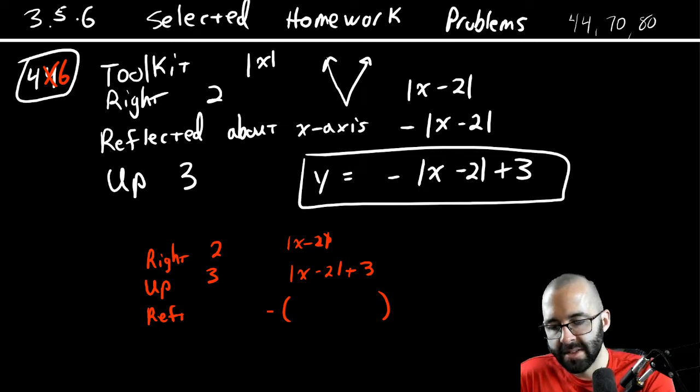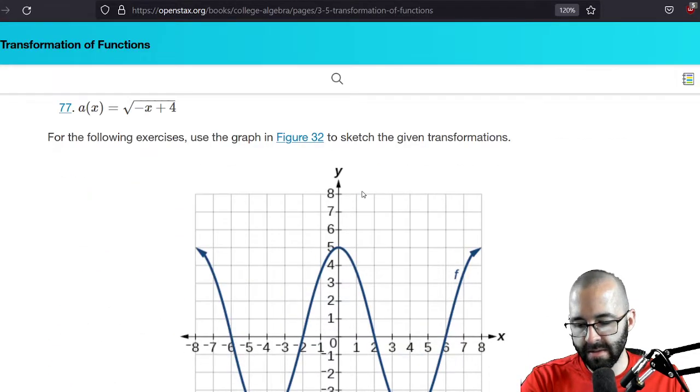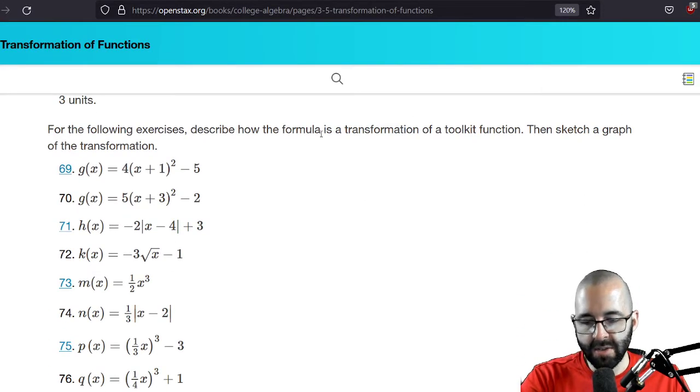Let's do the next one, 70 and then 80. Look at number 70 here. Describe how the formula is a transformation of a toolkit function and then graph both of them. I think I already did that one, so let's change that as well. Let's do 72.